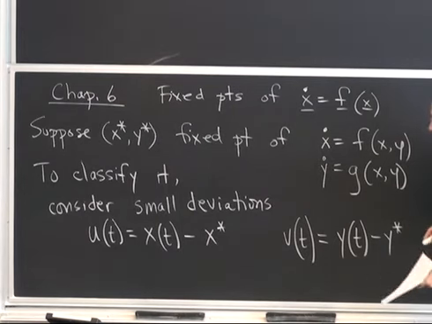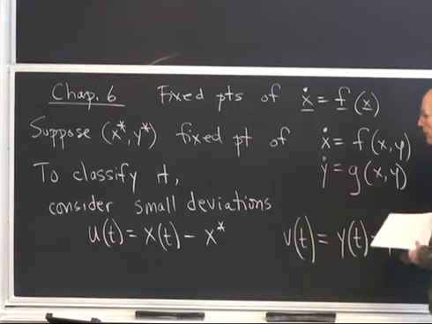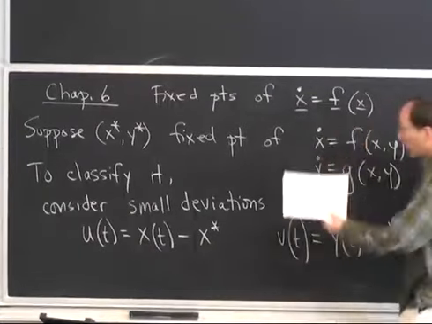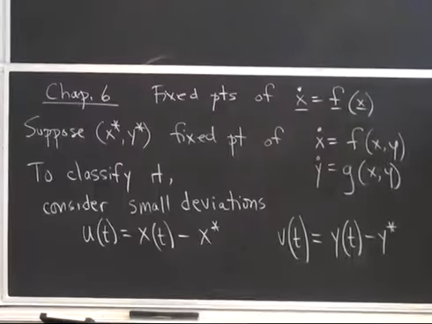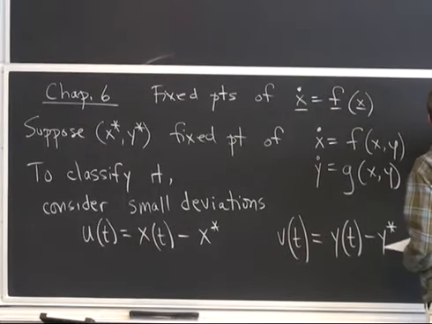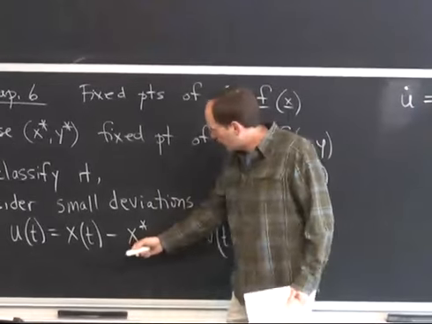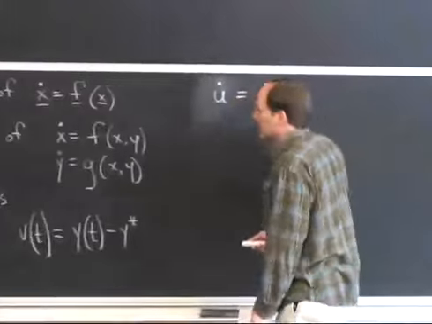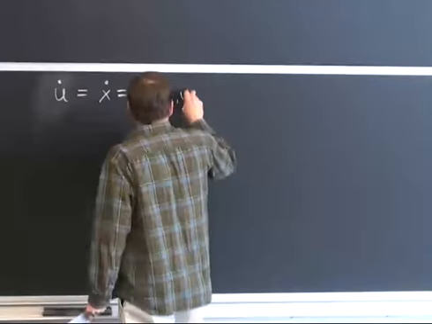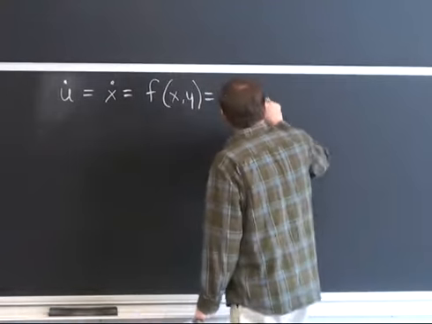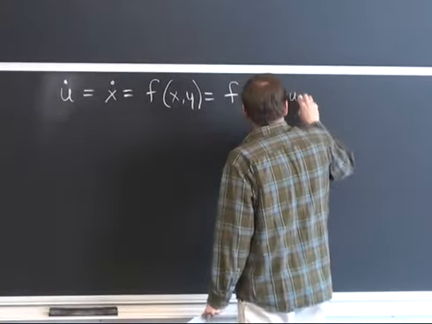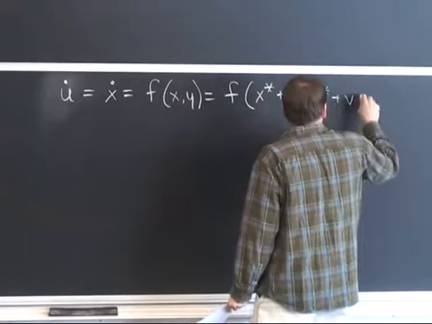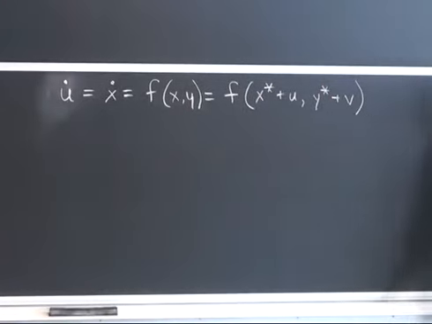Let's derive some differential equations for the u and the v, given what we know for x and y. So, for example, if we calculate u dot, then since x star is a fixed point, we'll just get x dot. And x dot, we said, is f of x and y, which, in terms of these new variables, would be f of x star plus u, y star plus v. And so far that's exact. No approximation made at this point.